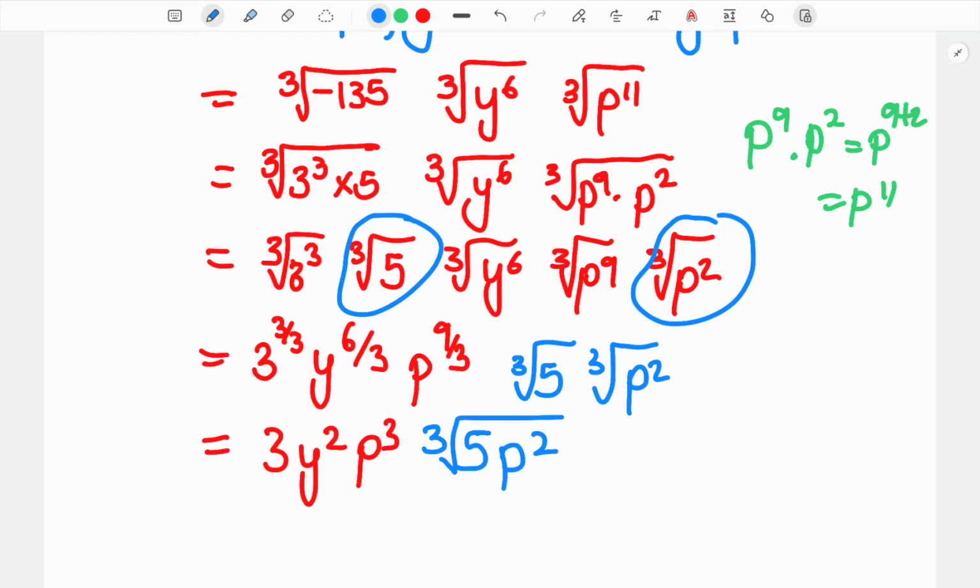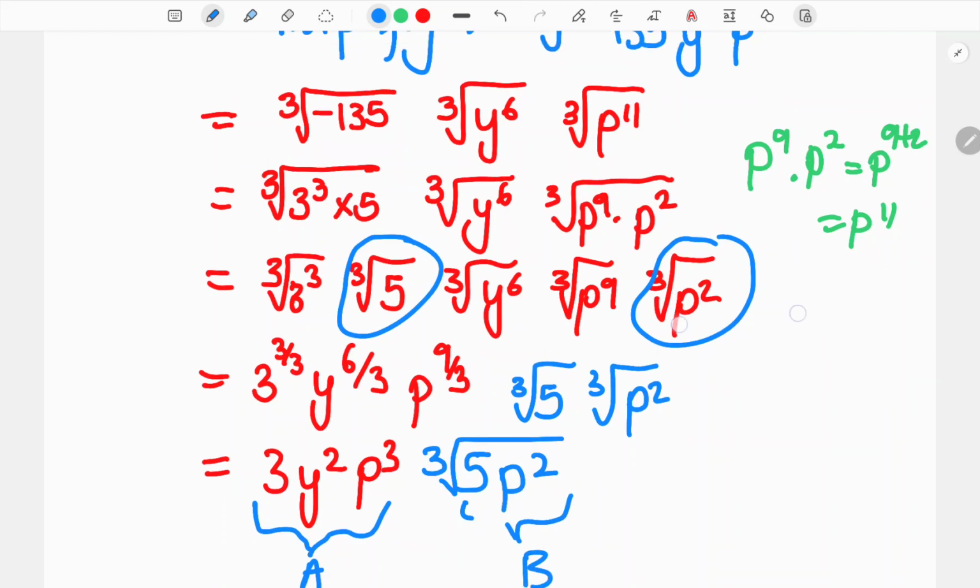For those who are doing mathematical analysis at the University of Johannesburg, this could have been your A, and what's inside here could have been your B, right? So yeah, this is how we solve this problem, and I hope you enjoyed it.